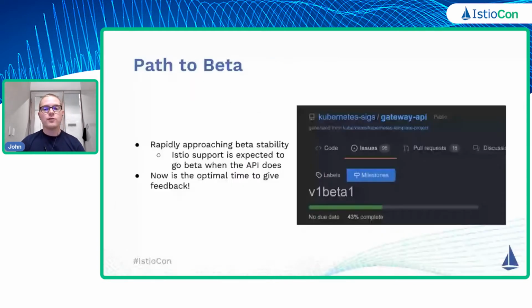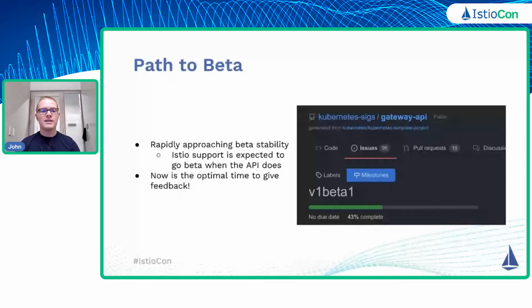The other thing that's really exciting is the API. Currently, it's an alpha API in the Kubernetes SIG networking. There's still quite a lot of changes going on, but it's pretty rapidly approaching beta. It's expected to release the beta 1 release in the coming months. We also plan for Istio support of the API to go beta when the API itself goes beta. So this has a few implications.